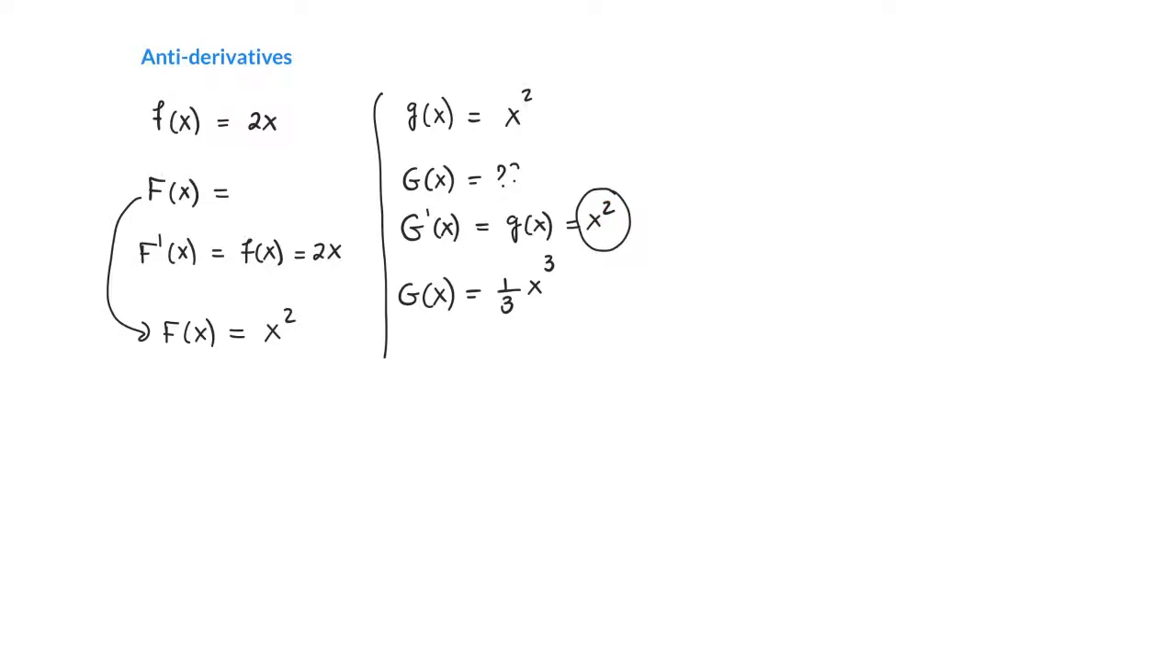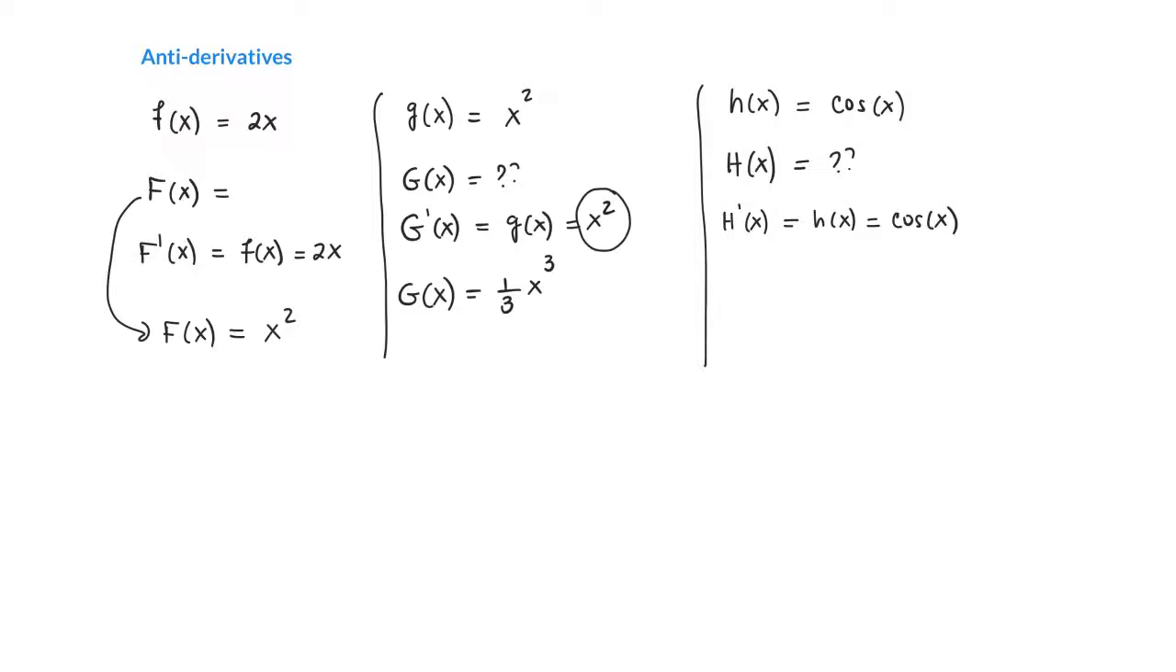Let's do one more. Let's say that now you have little h of x, and little h of x is equal to cosine of x. Why not? Then the question is, how do I find another function, let's call it big H of x, such that its derivative, H prime of x, is equal to little h of x, in other words, equal to cosine of x. And if you think about the trigonometric functions and their derivatives, it's pretty easy to realize that big H of x has to be equal to sine x.